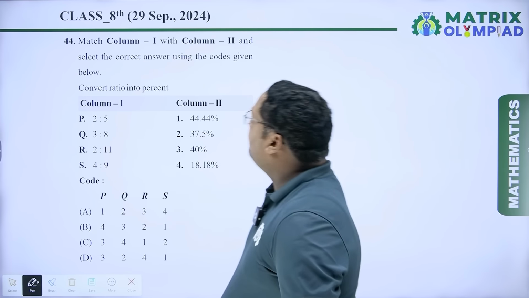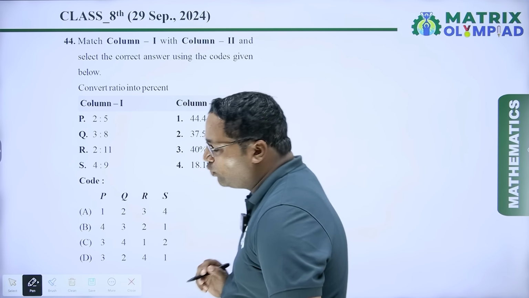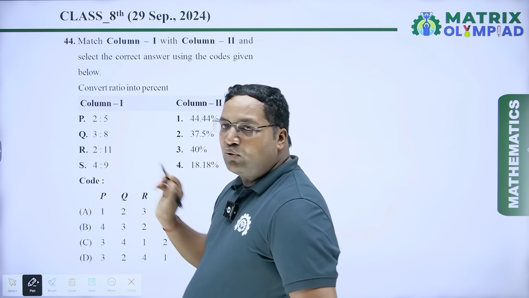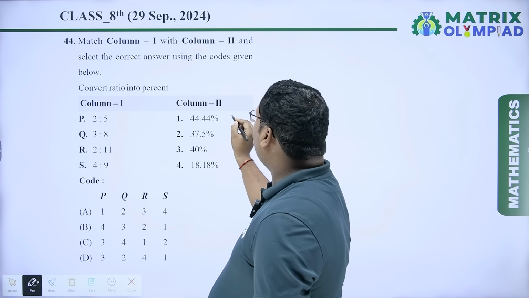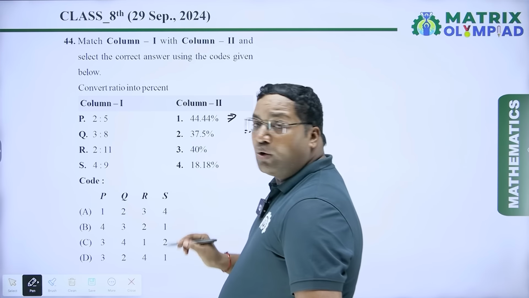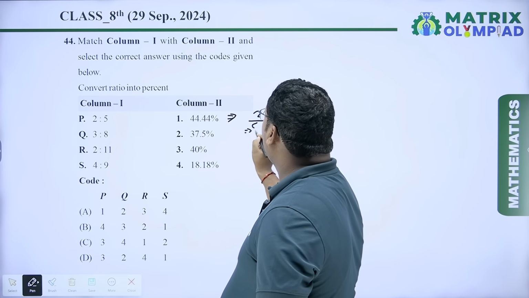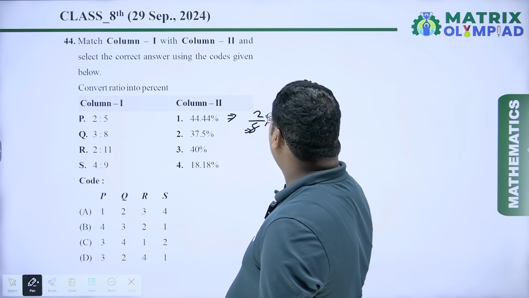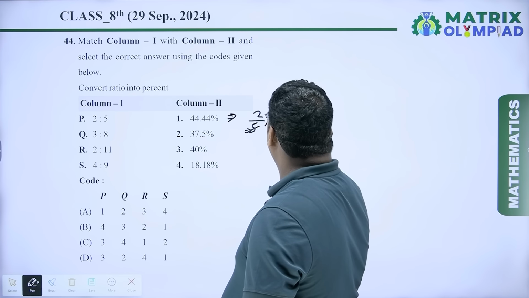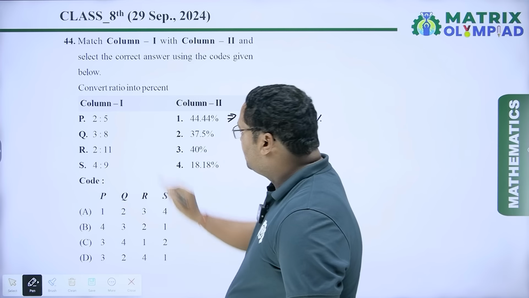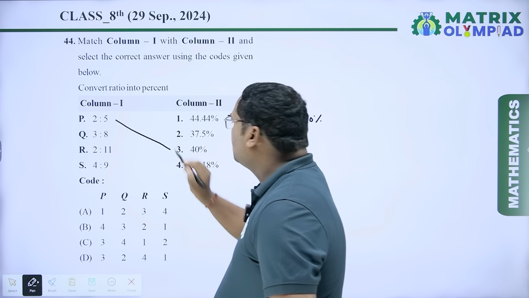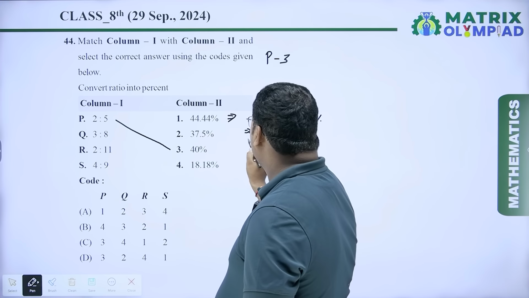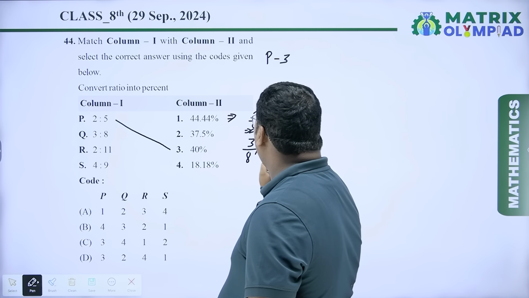Next is question number 44. Match column 1 with column 2. Here we convert ratios into percentages. We have to convert these ratios into percentages. Coming to option P, P is 2 upon 5. We write 2 upon 5 and multiply by 100. 100 divided by 5 is 20, so we get 40. So it is 40%. Here 40% is third, so the answer of P is 3. Next is Q. Q is 3 by 8 into 100.